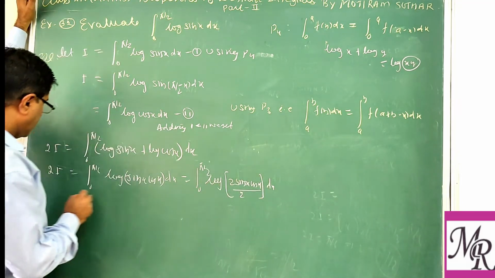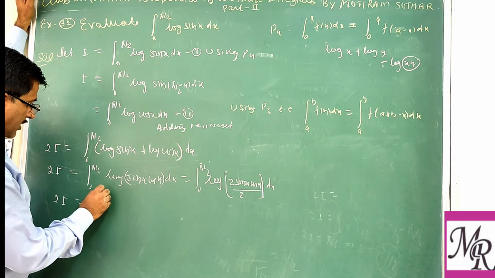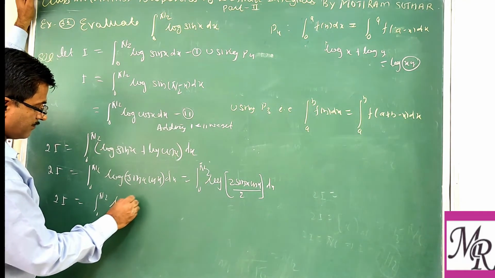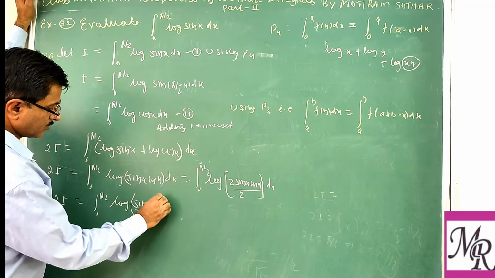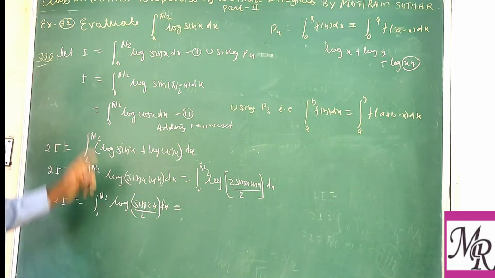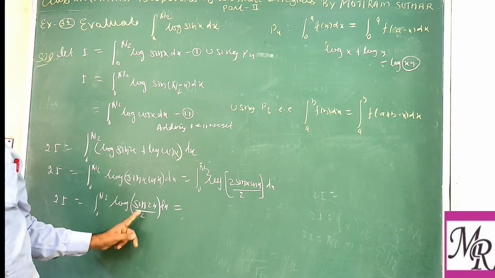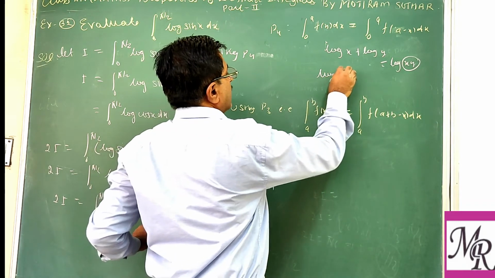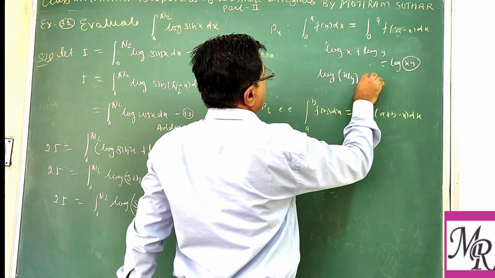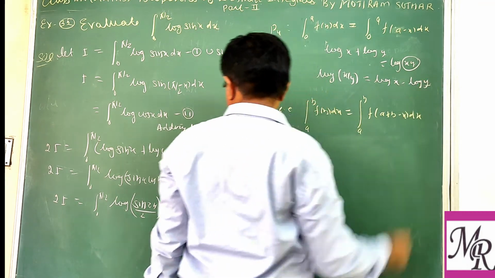Now in the log we have the formula: 2I equal to integral from 0 to pi by 2 of log of sin 2x upon 2. Now this is again the formula of log x upon y. We have the formula log of x upon y, that is log x minus log y.